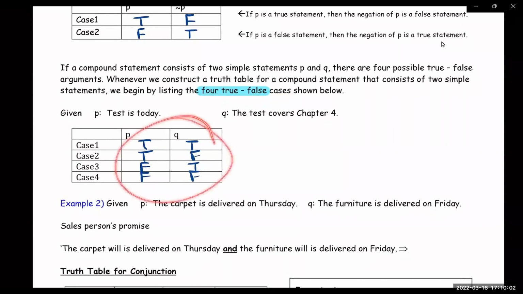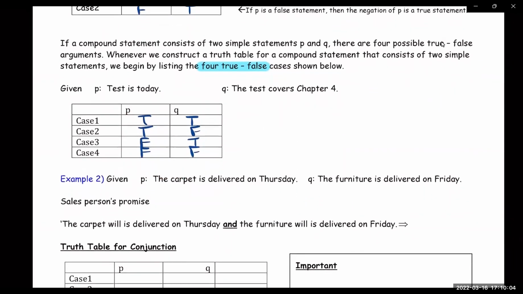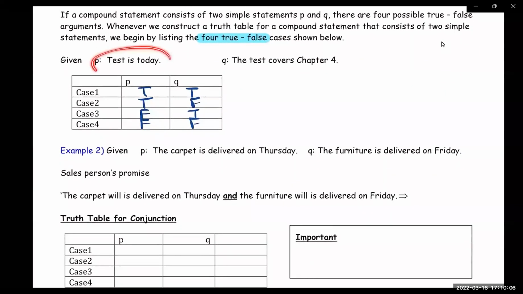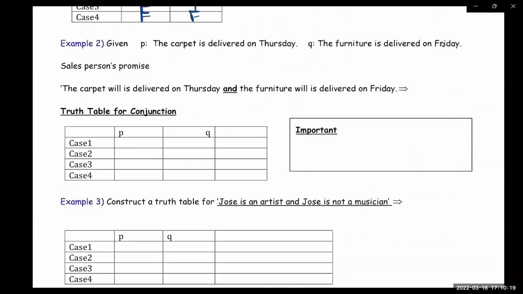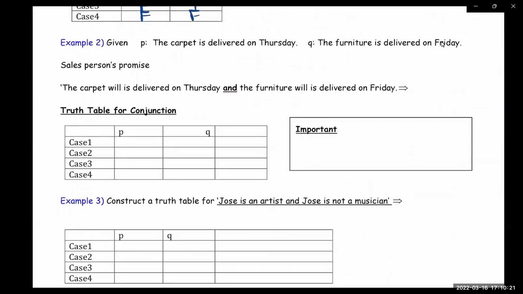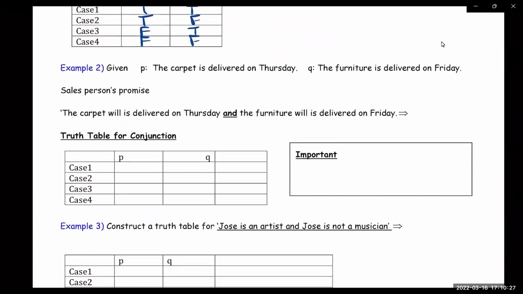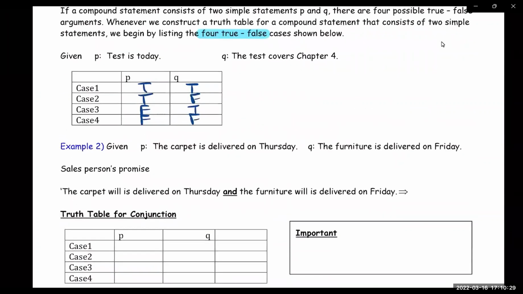So this will always be the same. Then you can apply that to any given statements. So for example, if P is test is today and Q is the test covers chapter 4, we can look at the conjunction of those two statements. We can look at the disjunction of those two statements to determine whether they are true or false. So let's go to example 2.